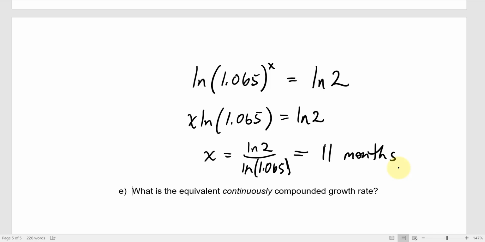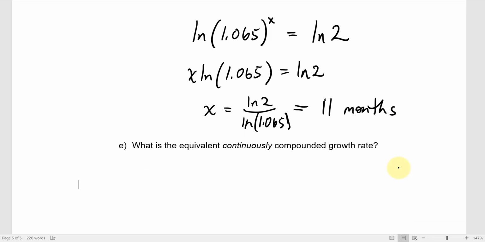Another thing that comes up a lot in this context is very often we'll switch to, rather than compounding every discrete number of times, discrete means like individual, it's a very common thing to do to model growth, particularly in biology, with a continuous compounding model. So this question just says, what's the equivalent continuously compounded growth rate? So what I'm talking about here is, if you compounded continuously, what rate would give you the same 6.5% monthly?